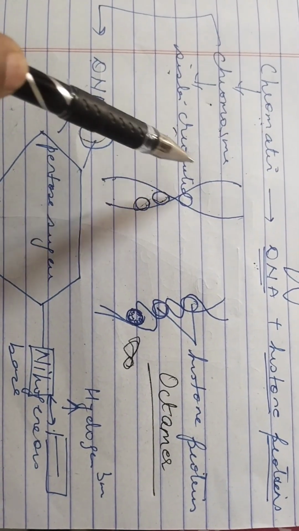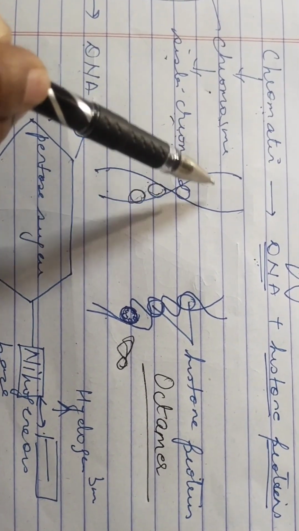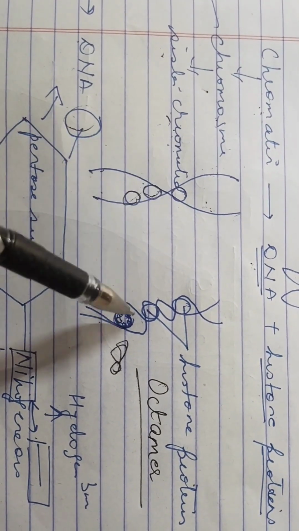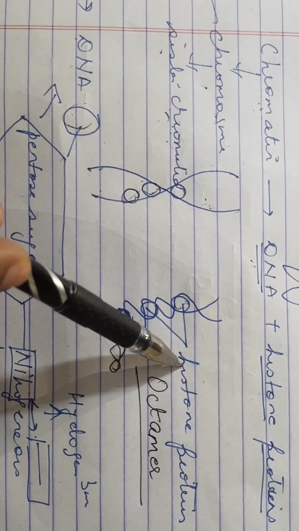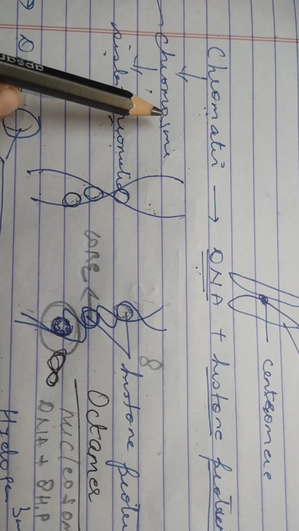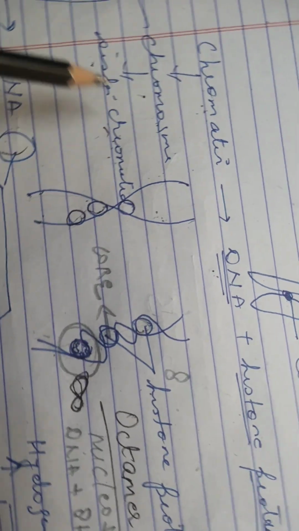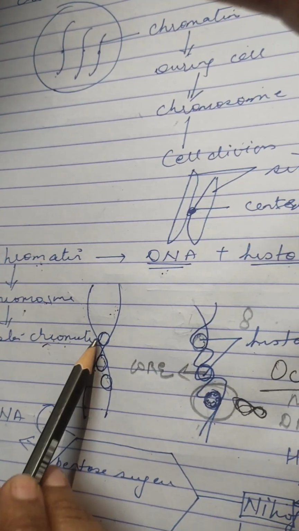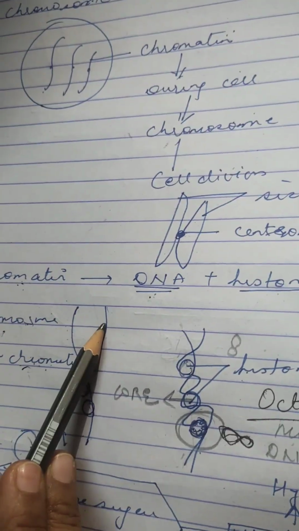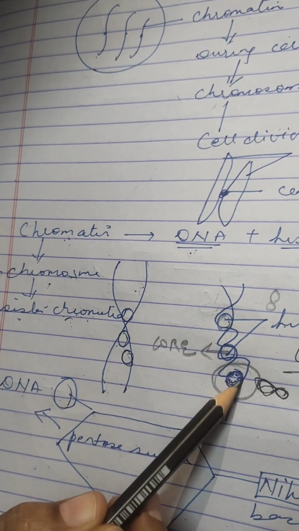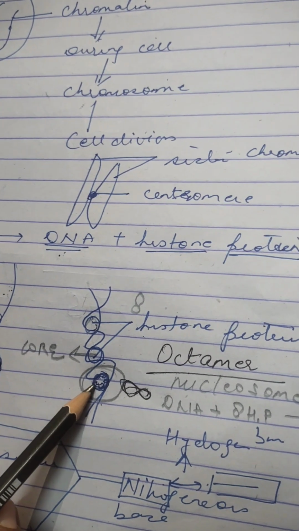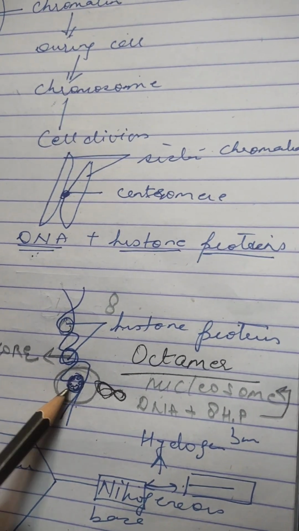Now these two sister chromatids, each sister chromatid consists of double-stranded DNA. The two strands of the DNA are coiled around a protein which is known as histone protein. Chromosome consists of two sister chromatids, and each sister chromatid consists of a double-stranded DNA. The unit of a DNA is nucleotide. This DNA is coiled around a core. This is a core which is made up of 8 histone proteins.